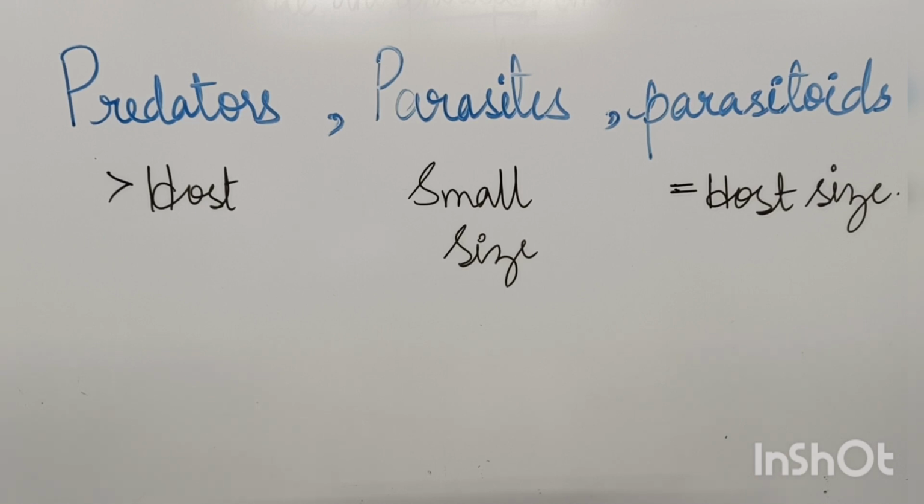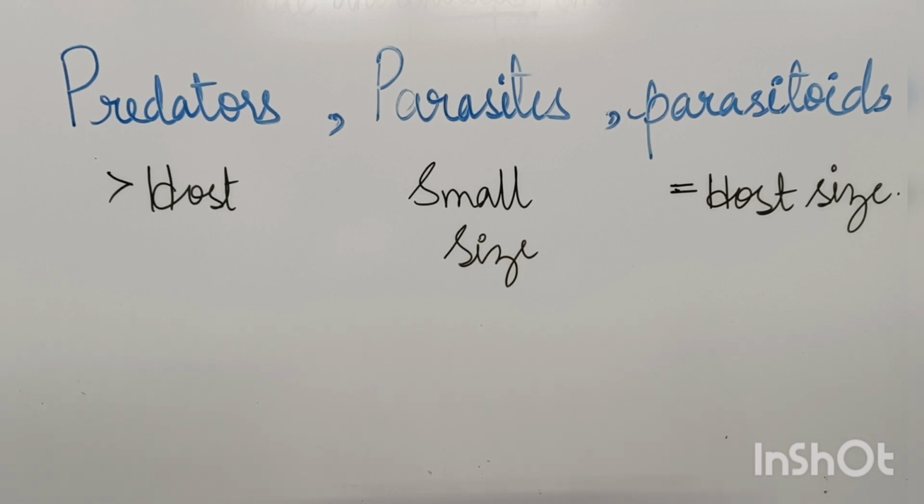And coming to predators, these are larger than the host, and these are free living, requiring more than one prey in their life cycle. And coming to parasites, these are smaller in size. They live within the host, but they usually do not kill the host. And next coming to parasitoids. These are smaller or equal to the host size. These are capable of killing the host, and they need only one prey in their life cycle.